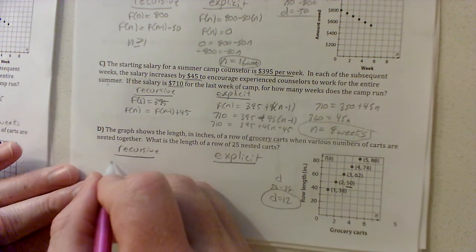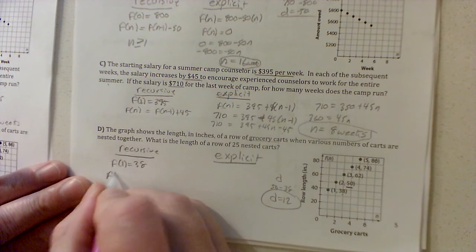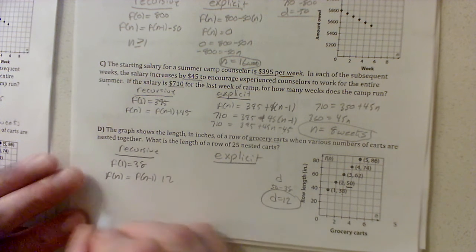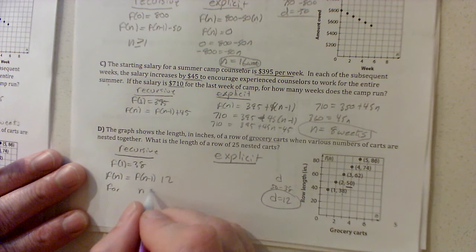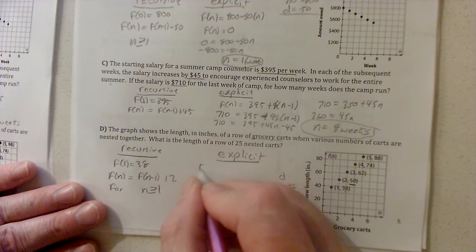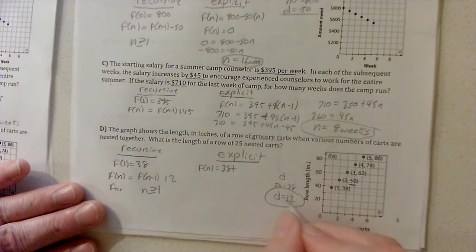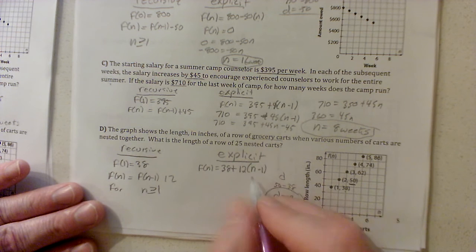All right, so on this one I could say, hey, f of 1 equals 38, and to find my term I take my previous term and I add 12. And let's go ahead and say n is greater than or equal to 1. Can't have less than one cart. And for my explicit, I'll say f of n equals my start, 38, plus my difference, how much it grows by every time I change. Remember, we started with 1, so we don't want that first one to add 12. So we put an n minus 1 there.